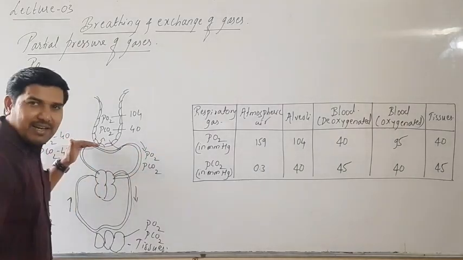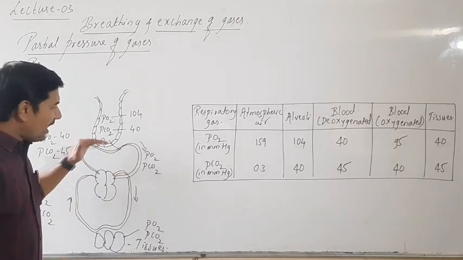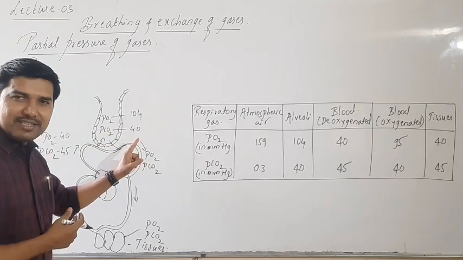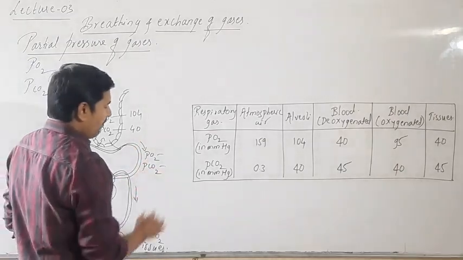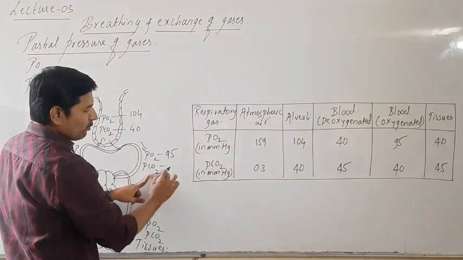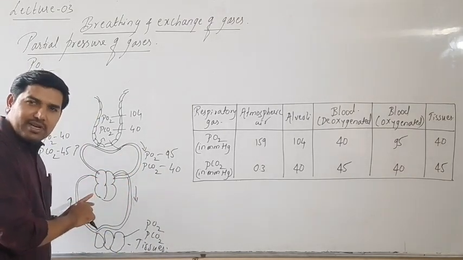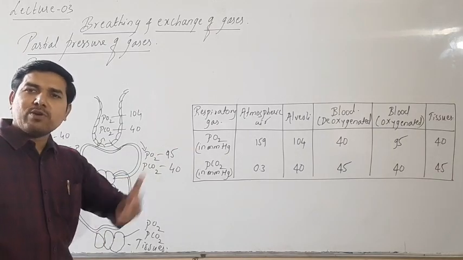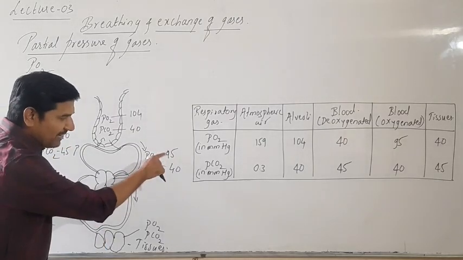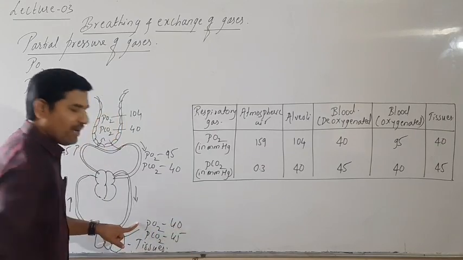The blood vessel that comes to the lungs carries deoxygenated blood, more CO2 and less O2, and the blood vessel that leaves the lungs carries higher O2 and less CO2. Here in the oxygenated blood, PO2 is 95 mm of Hg and PCO2 is 40 mm of Hg. Then it goes to the heart. You know the circulatory system also. When the heart pumps, the blood has to be supplied to all the cells and tissues. The same blood goes to the tissues, where the PO2 level is 40 and the PCO2 level is 45 mm of Hg.